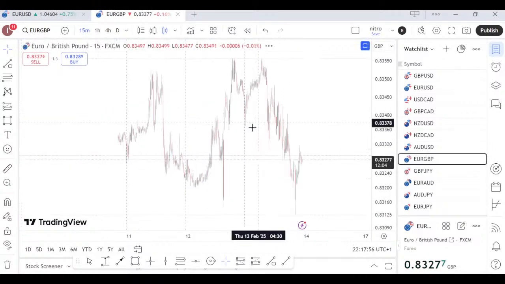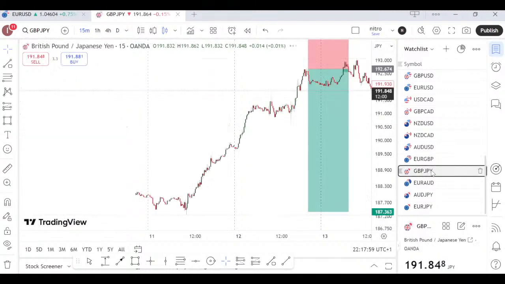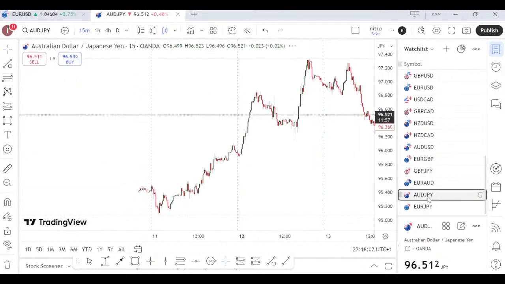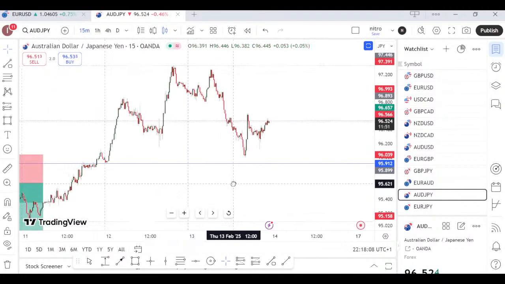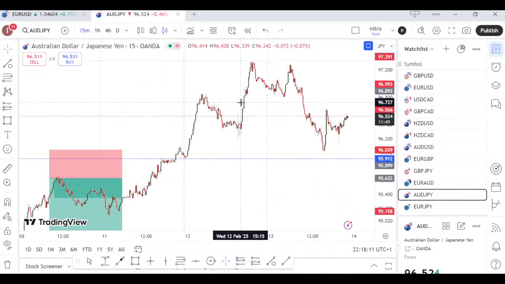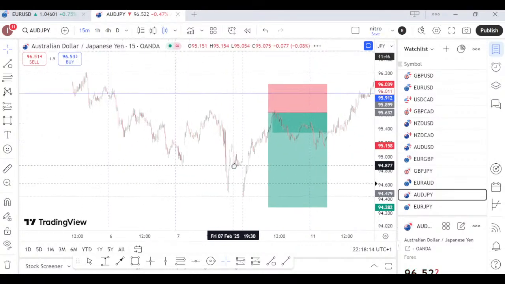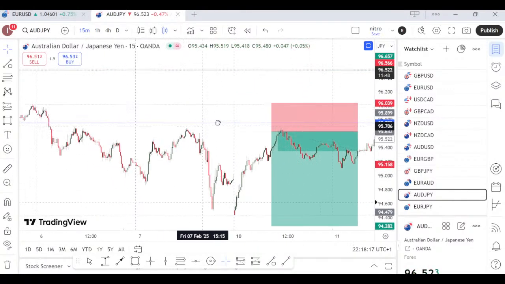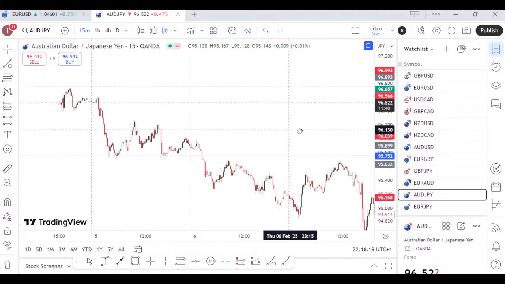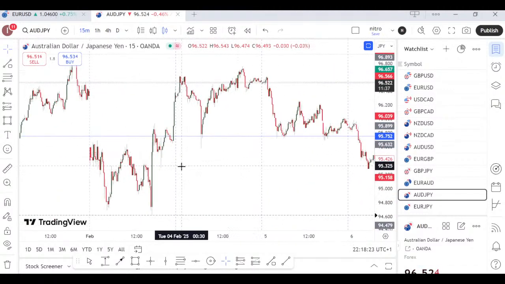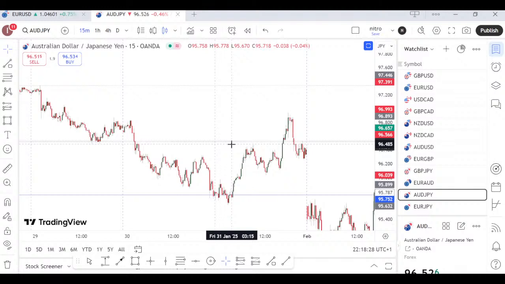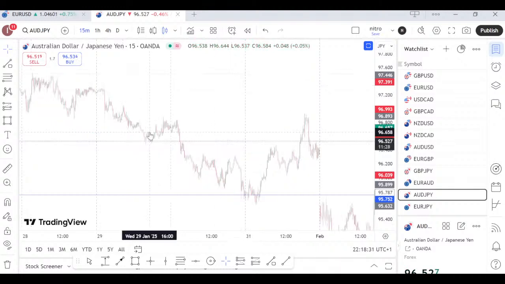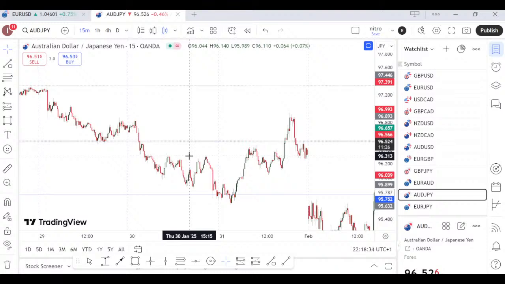Nothing here. Check some more. Nothing here. ADJPY. Let's check ADJPY. I'm trying to hunt for pairs that were on bearish structure, and then we have a break of a solid market structure shift with order block and then fair value gap.